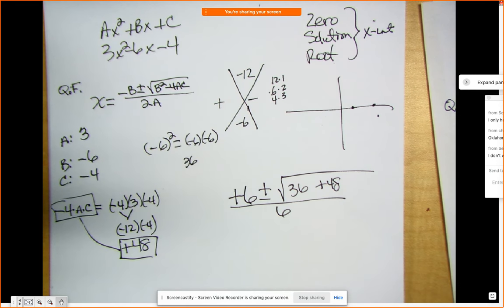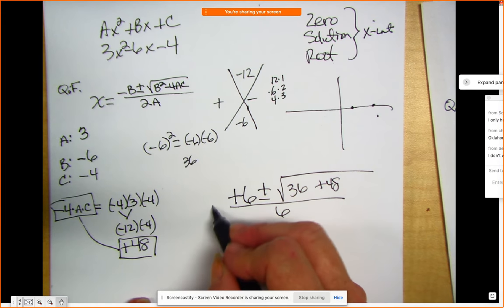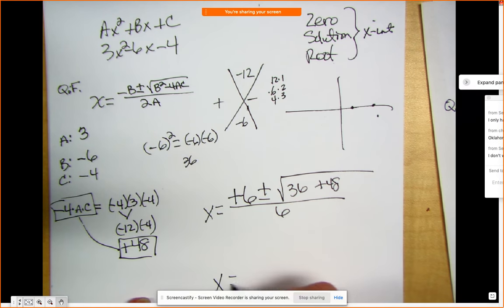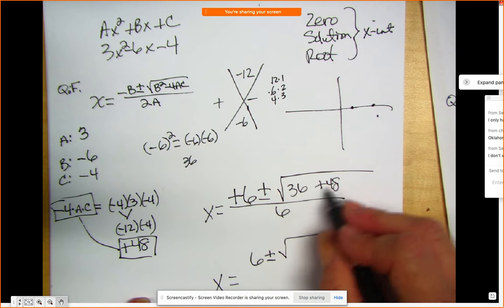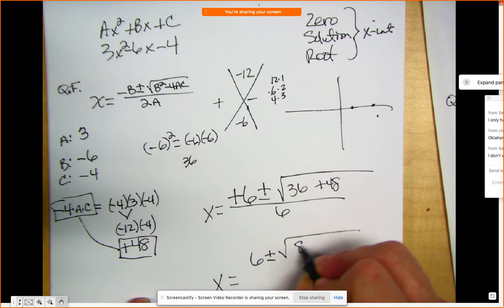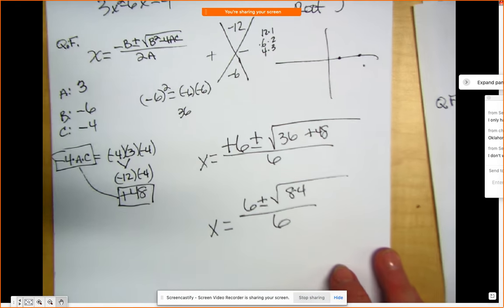You're almost done. Now we just have to simplify. Okay, you always do under the square root first. So x equals 6 plus or minus 36 plus 48. 4, 5, 6, 7, 8, 4. I get 84. Okay, well, 84 does not have a perfect root.